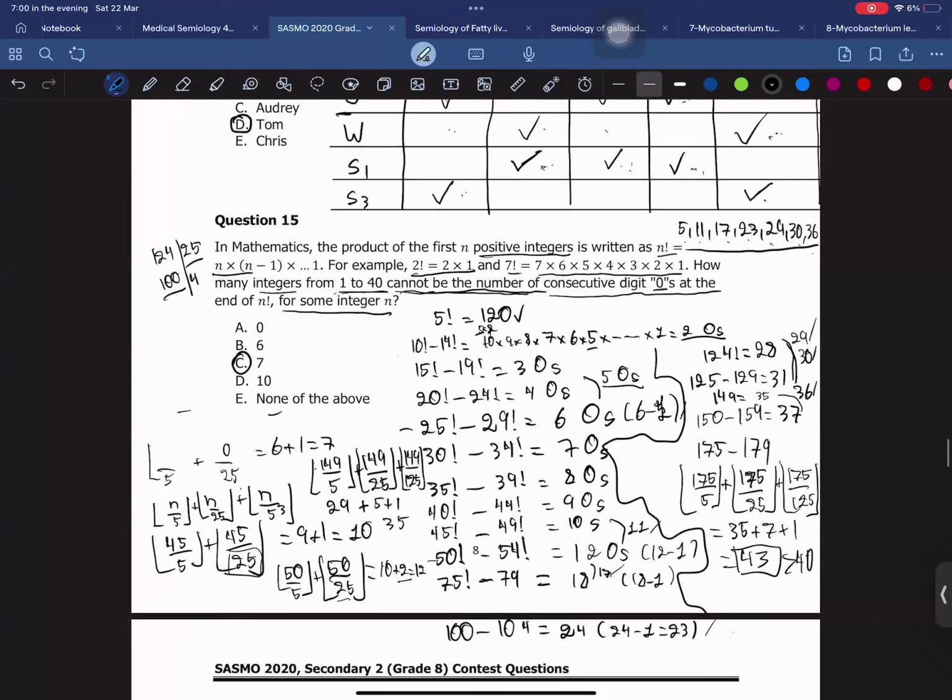Okay, guys, do you understand? Does anyone want me to explain in Khmer? Or do you guys understand it? If you want me to explain in Khmer, raise your hand.